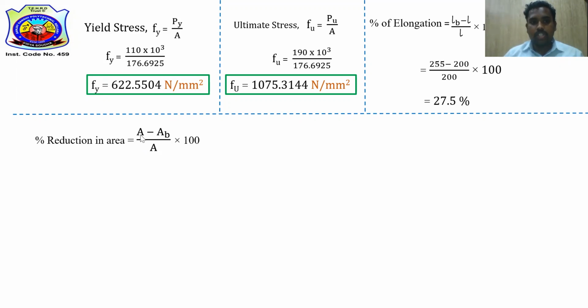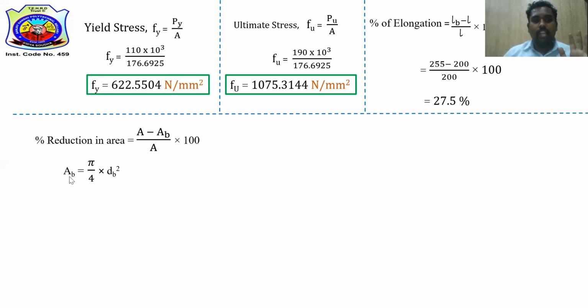A is the original area. Ab is the area at the time of breakage, the area at the time of final failure, or the area at the time of failure. Now just substitute the values. Before substituting, we know the value of A, but what about Ab? We don't know the value of Ab. That's what we are supposed to find.